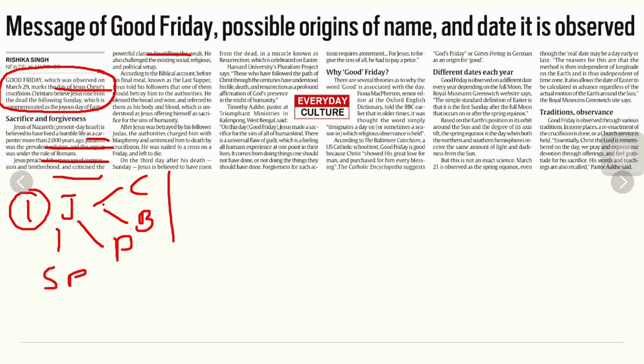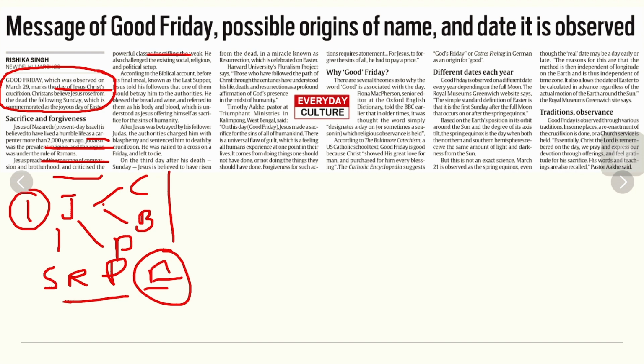He also challenged the existing social, religious, and political setup, because at that time he talked about the social, religious, and political setup being exploitative. So that is the messaging by Jesus. According to the biblical account, Jesus told his followers that one of them would betray him to the authorities.